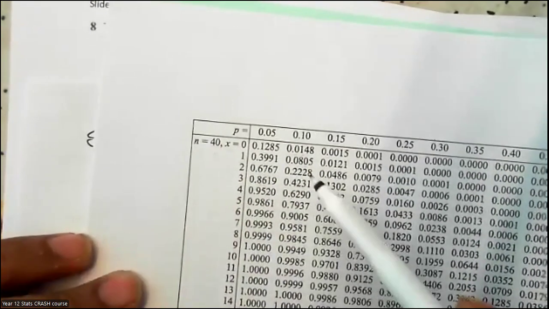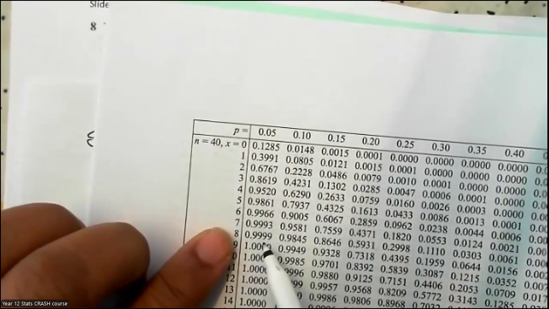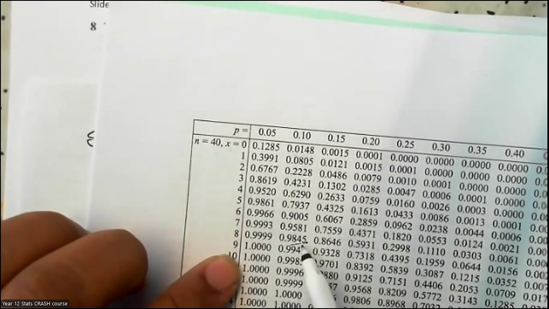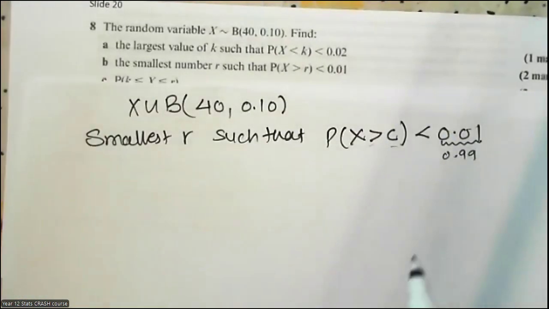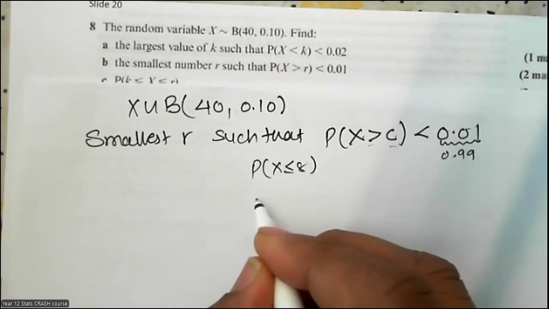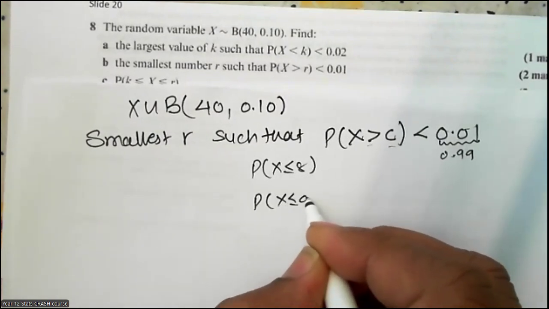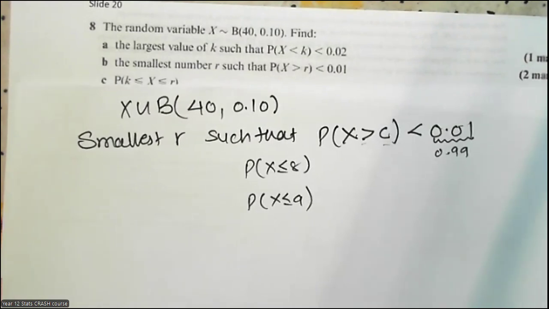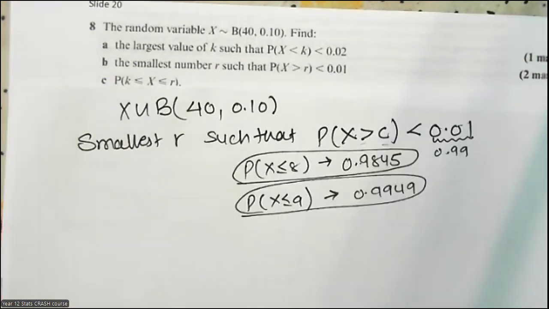We check the tables and we see the values here. I get 8 as 0.9845 and 9 as 0.9949. So these are the two values. Okay, so probability x less than or equal to 8 and probability x less than or equal to 9. I'm going to test and see what do I get for the results. So then we decide which one is the value of my R. So these are the two probability values which we get from the table.